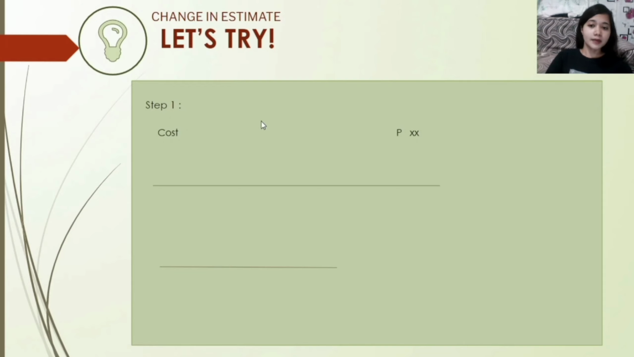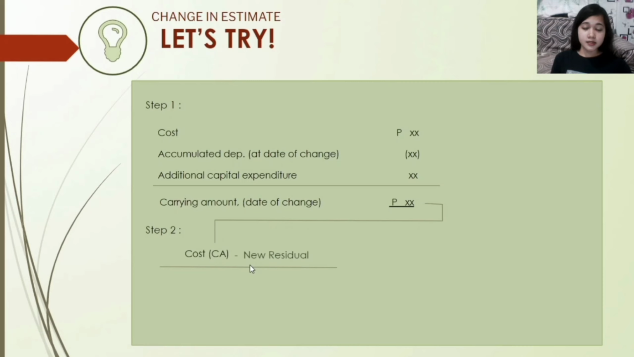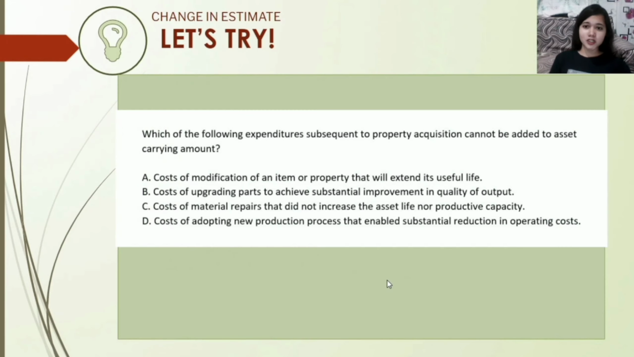Step 1 of the procedure: we need to get the carrying amount. The cost, the original cost, less the accumulated depreciation at the date of change, all the depreciation, and here we add the capital expenditure, if there is any. Then we get the new carrying amount at the date of change. Step 2, apply the changes. The carrying amount becomes our new cost, less the new residual value if the residual changed, and then over the new remaining life. And then we get the new depreciation.